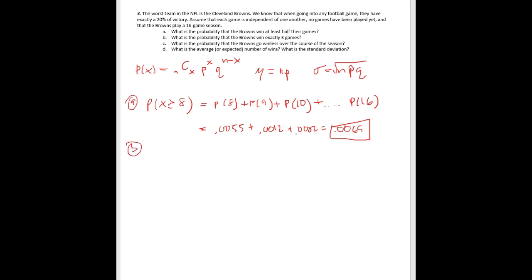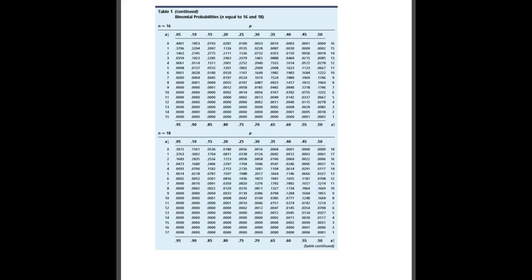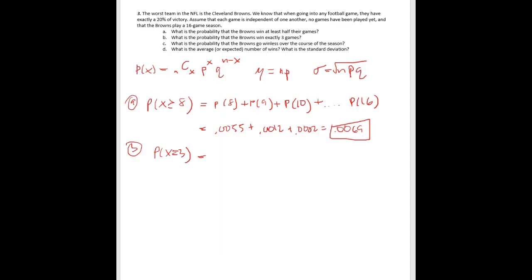What is the probability that the Browns win exactly 3 games? We could find this on the table. Probability of X equal to 3. We march over to the 0.2, and we march down to where X is equal to 3, and we get 0.2463. So that's practice using the table.